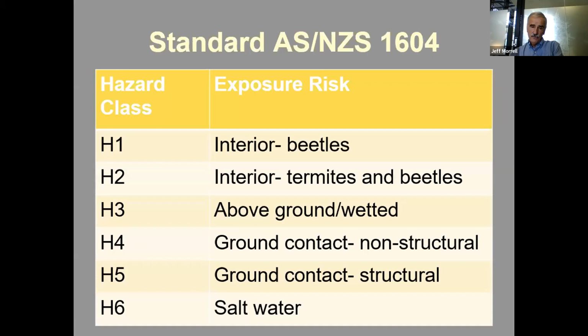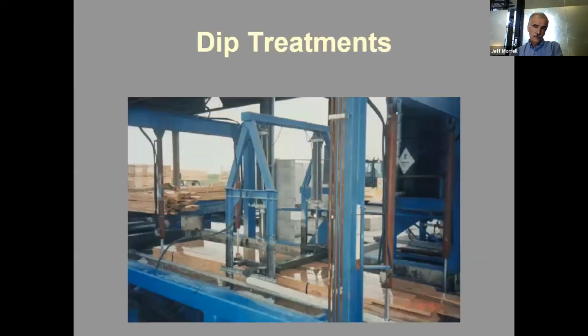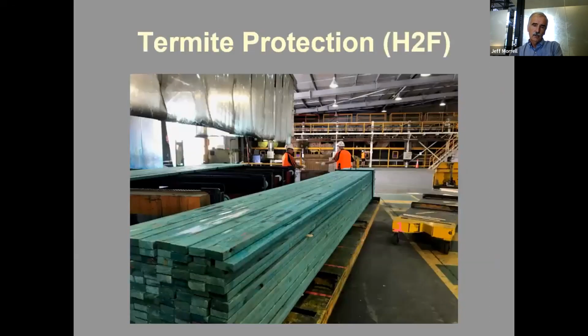We have standards in Australia that go from hazard classes 1 to 6, and they'll be talked about a lot more next week. Obviously, H1 is the lowest hazard, which is powder post beetles, interior, all the way up to saltwater and H6. So we need to be aware of where our timber is going to be exposed. This is just a dip treatment. This is actually for sap stain control. This is flood coating, which you'll often see in green framing that's used for termite protection inside structures, for trusses and frames. Very important and a very big part of preservative protection.